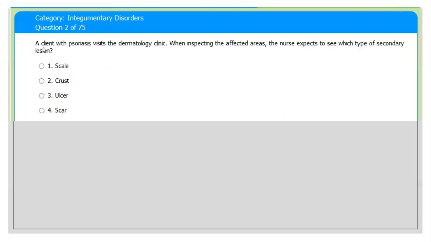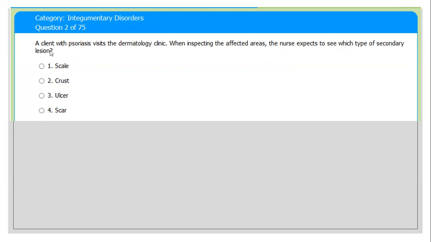The first question here: a client with psoriasis visited the dermatologic clinic. When inspecting the affected areas, the nurse expected to see what type of secondary lesion?